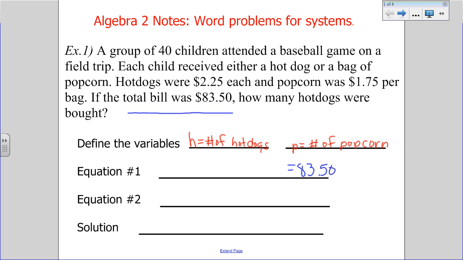So I don't know how many hot dogs I bought. That's what I said I'm going to try and find. But I do know that each of those hot dogs was $2.25. So I know that the concession stand lady did $2.25 times the number of hot dogs.